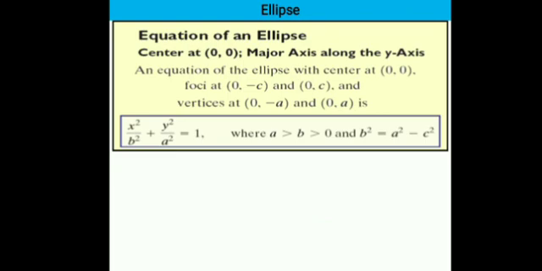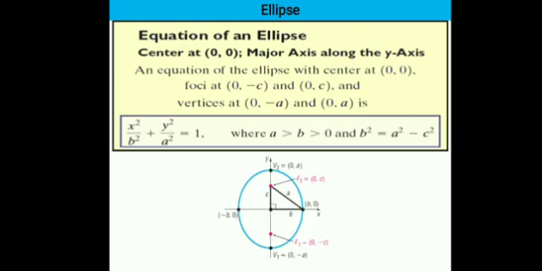Equation of an ellipse with a center at 0, 0 again, but now the major axis is along the y-axis. An equation of the ellipse with center at 0, 0, foci at 0, negative c, and 0, c, and vertices at 0, negative a, and 0, a is given by the equation x squared all over b squared plus y squared all over a squared is equal to 1. Again, we have the same property. Your b should be greater than 0 and must be lesser than a. In diagram, it looks like this.